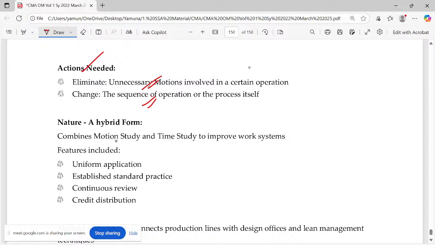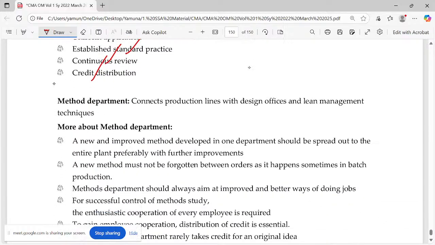And probably we might be combining motion study and time study both here. Usually we'll go for uniform application, standard practice, continuous review, and credit distribution. So how far you can distribute the credit. There'll be a department working under this called the method department. They'll be connecting the production lines with the design officers, and lean management technique also will be done. Okay, lean management. So more about the method department.